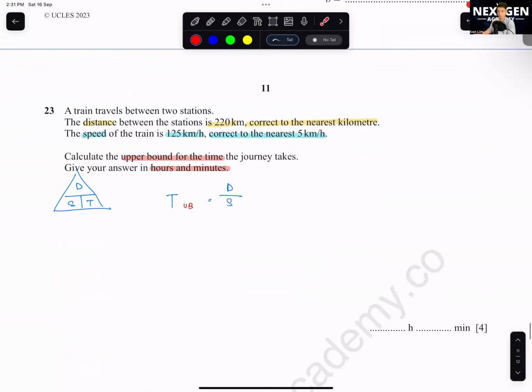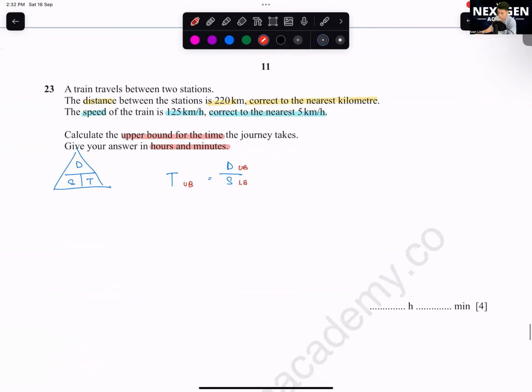Upper bound, how can I get something divided by something? I want a very big value, so I need to take big divided by small. So now I'm going to find what is my distance upper bound and speed lower bound.